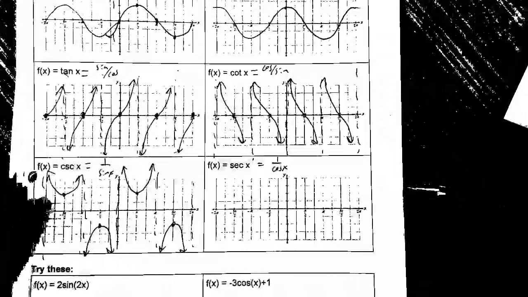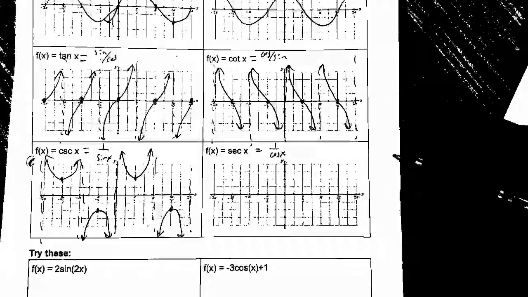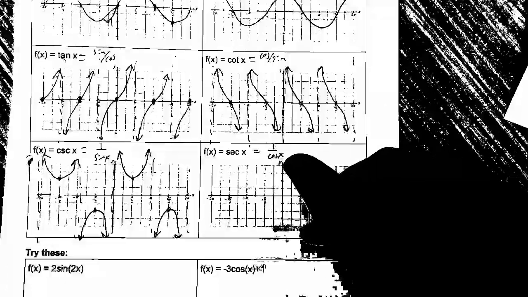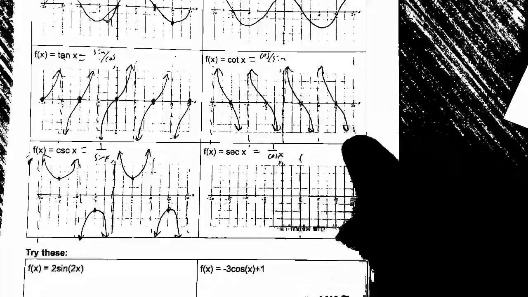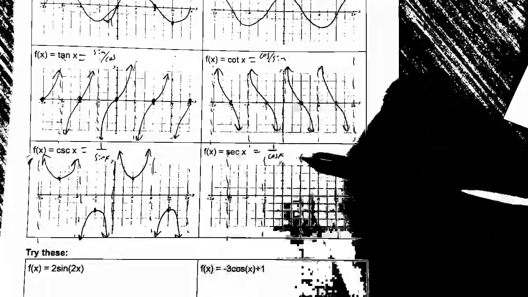For secant, it's very, very similar, right? The same idea. Where do we have vertical asymptotes? We have them at pi over 2 and 3 pi over 2 and negative pi over 2 and negative 3 pi over 2. And where do we have 1?